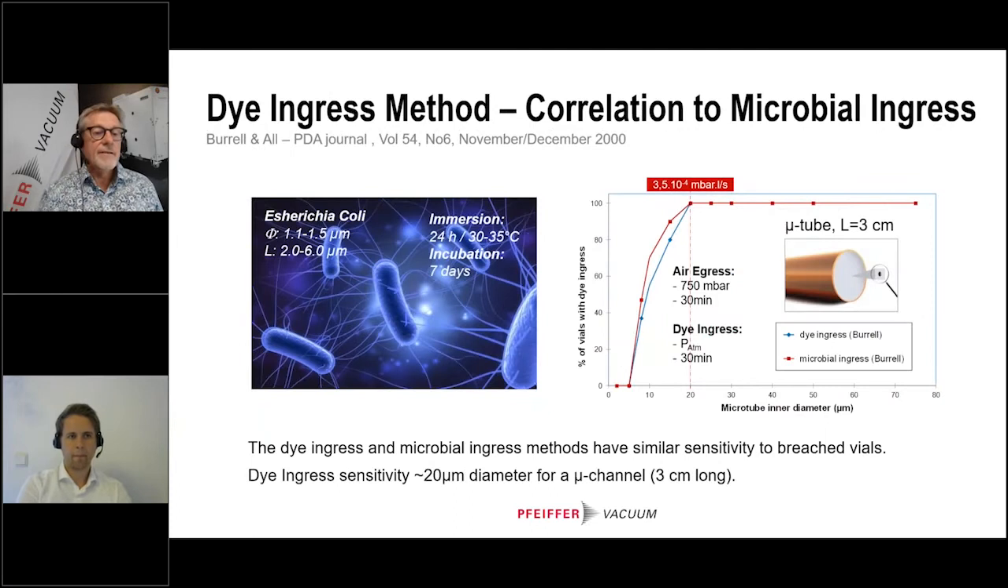The other reason why we decided to use microtubes is to be similar to the study performed by Burrell. Burrell made a study between dye ingress and microbial ingress, and these two methods are both stochastic, so they have the same behavior. You see Burrell used more or less the standard ISO conditions, and a microtube 3 centimeters long to perform this study. And the result is that for the blue dye test with these conditions, the defect is around 15 microns.